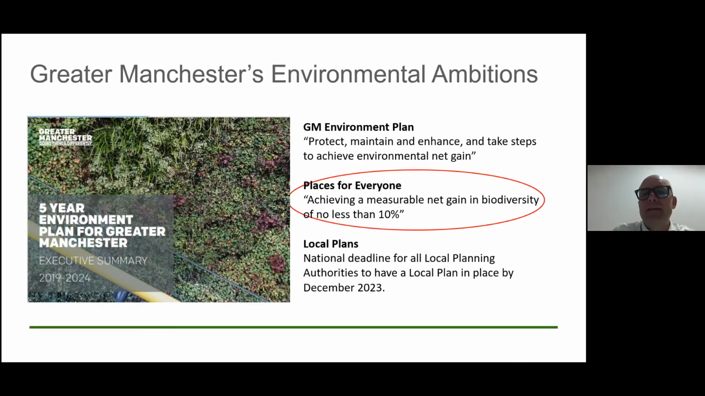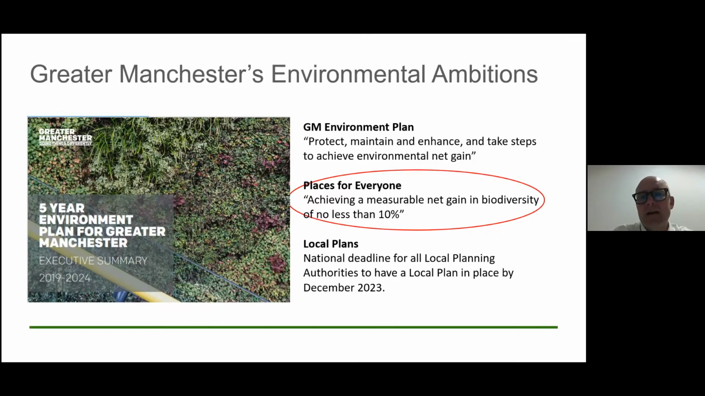We have a policy in there that is looking to achieve a measurable net gain of no less than 10%. That includes the biodiversity net gain requirement of 10%, which reflects the Environment Act and the national requirements. And that's quite important for us, because this plan will be coming ahead of the Environment Act, and therefore once this plan has been approved, we can start requiring developers to provide 10% biodiversity net gain on their planning applications coming forward. So that's a really important step.